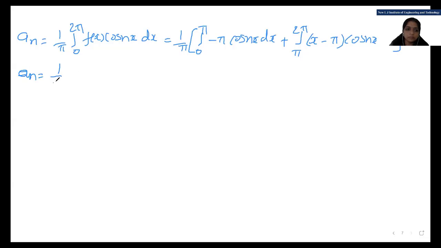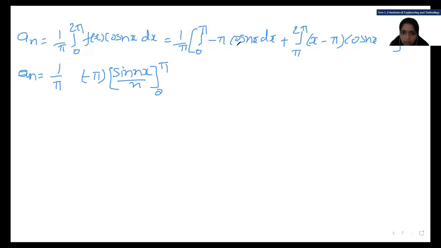Now 1 by pi, this minus pi is constant, so the integration of cos nx is sin nx upon n, so minus pi, this one is sin nx upon n, and the limits are 0 to pi.